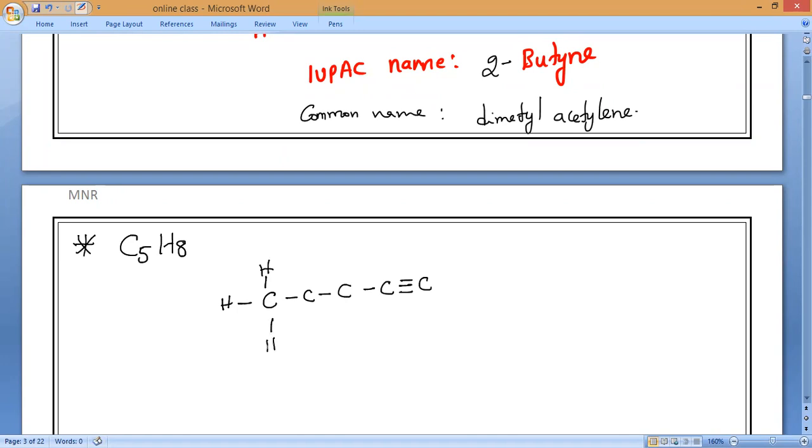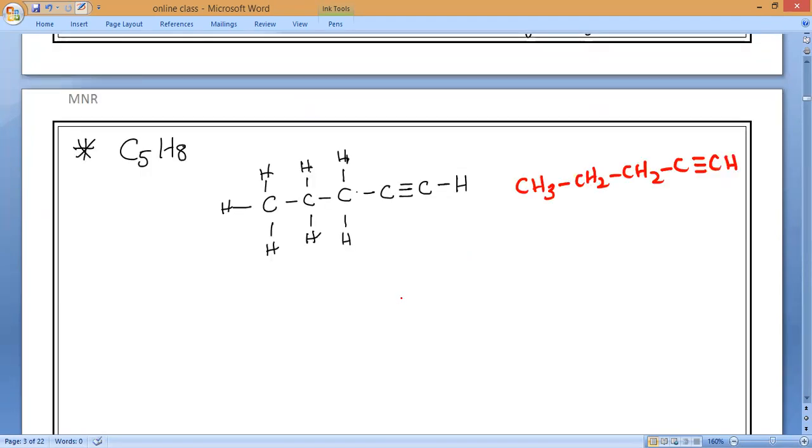Structural formula. First carbon has 3 hydrogens, second carbon 2 hydrogens, third carbon also 2 hydrogens, fourth carbon already over. Yes or no, guys? 4 bonds over, and for the last carbon 3 is over, so 1 hydrogen will come. That's all. So can you tell me the condensed formula? CH3 single bond, CH2 single bond, CH2 single bond, C triple bond, CH. That's all. Understand, everyone?